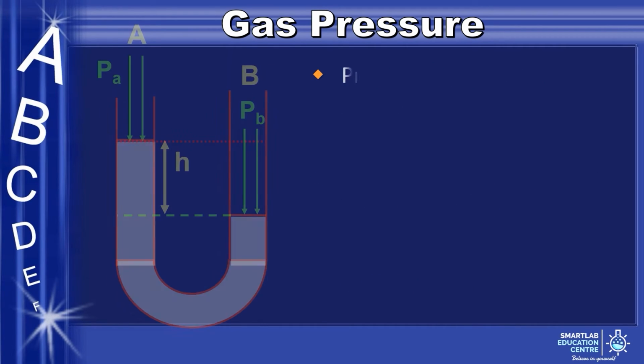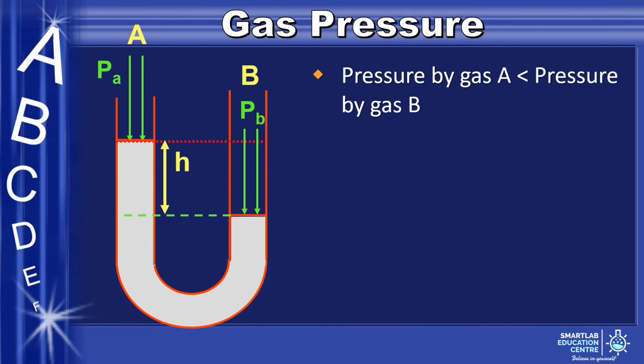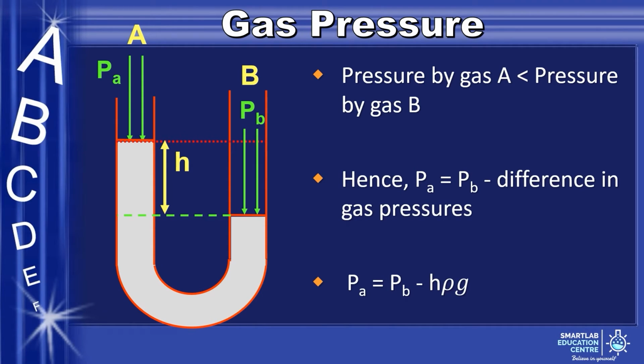Here is another scenario where gas A exerts a smaller pressure than gas B. Similarly, we can also say that the pressure exerted by gas A is the pressure exerted by gas B minus the difference in gas pressures.